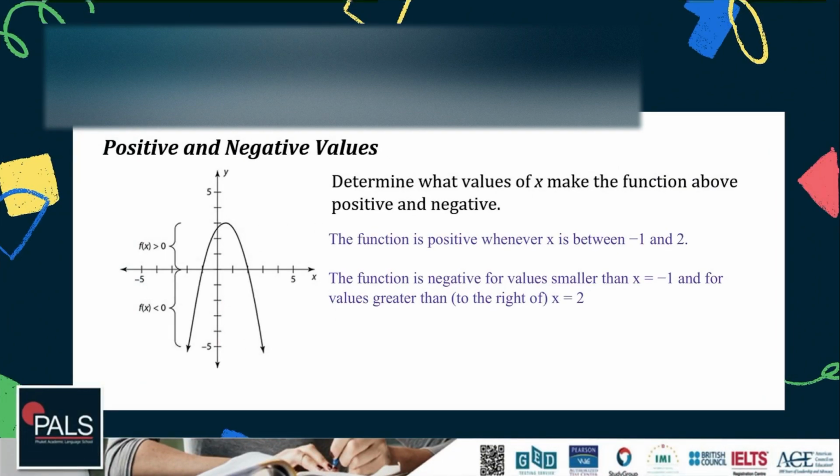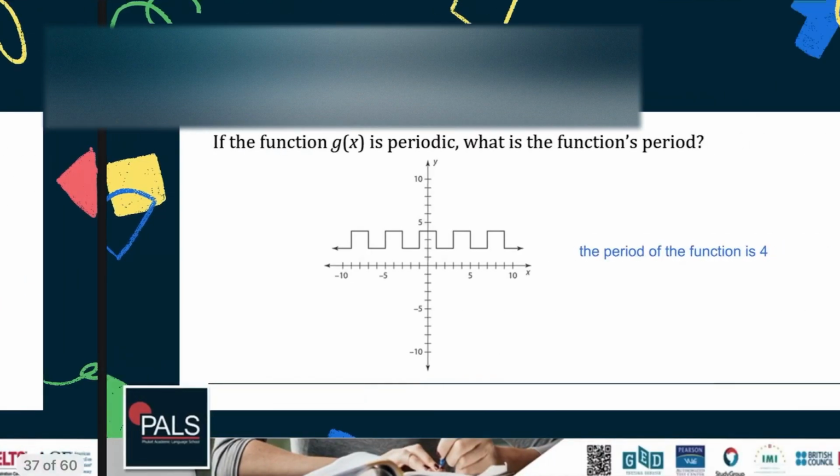So for the positive and negative values, determine the values of x at which the function above is positive and negative. When the function is positive, look at it, x is between -1 and 2. But it is negative when x is smaller than -1 and more than 2.